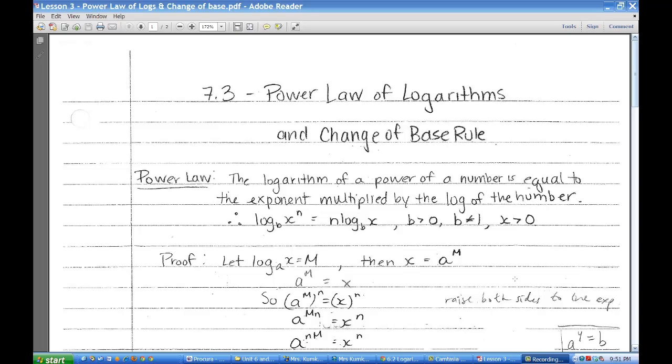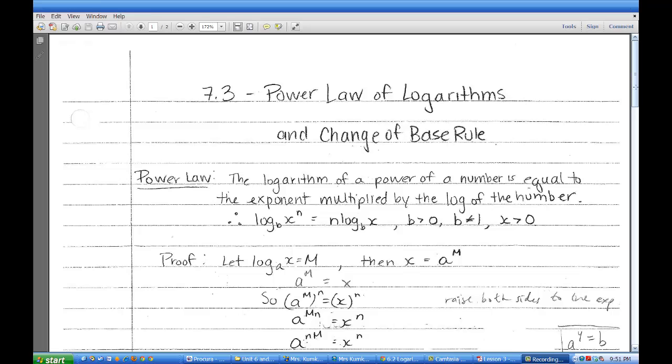So, power law. The logarithm of the power of a number is equal to the exponent multiplied by the log of the number. So let's look over here. Log base b of x to the power of n equals n times log base b of x. What you can do with the exponent is move it to the front, which makes it easier to solve. The base has to be greater than 0 and cannot equal 1. X has to be greater than 0. Okay, the proof is right here.